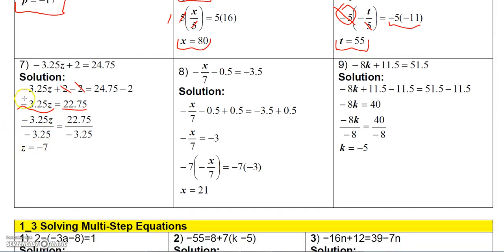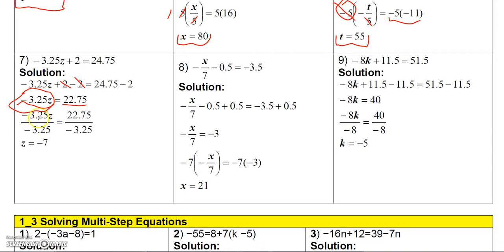Now, since this is a negative coefficient of z, negative 3.25, I actually want to divide by negative 3.25 so that, remember, a negative divided by a negative is a positive, and that way I'll have a positive z. So I know that the 3.25s cancel and give me 1, but negative over negative is positive, so that's going to give me a positive 1z on the left. And then I took a calculator and took 22.75 and divided it by negative 3.25. Since I divided the left by negative 3.25, I have to divide the right by negative 3.25. So I got negative 7 for the answer when I did that division.